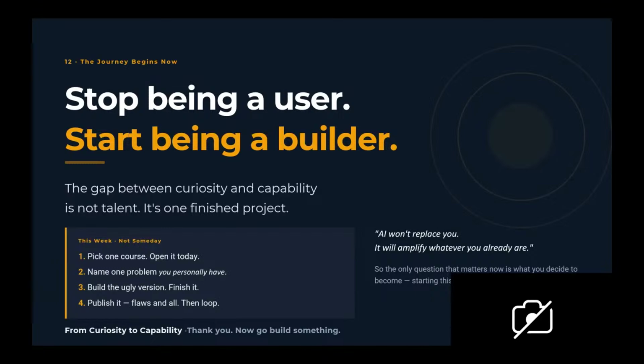So AI won't replace you, it will amplify whatever you already are. The only question that matters now is what you decide to become. Starting from today, from this week, next week, go about learning this. So I would stop at capability. Thank you, and I implore you to do something and solve problems.